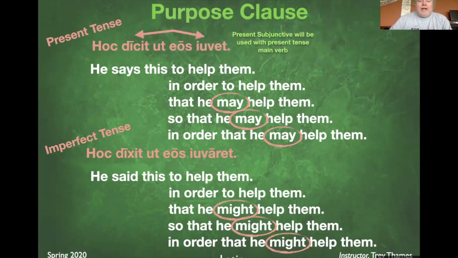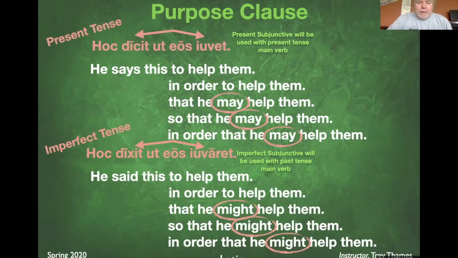So I want to point this out here, that if the main verb is present tense, you're going to have present subjunctive. Present subjunctive will always be used with a present main verb. And then the imperfect subjunctive will always be used with the past tense main verb. So that's a correlation you'll want to keep in mind. If it's the present subjunctive, you translate it may. And if it's the imperfect subjunctive, you would translate it might. And all of this is true for the purpose clause. It will not be true for the result clause, which is something we talk about also this week.